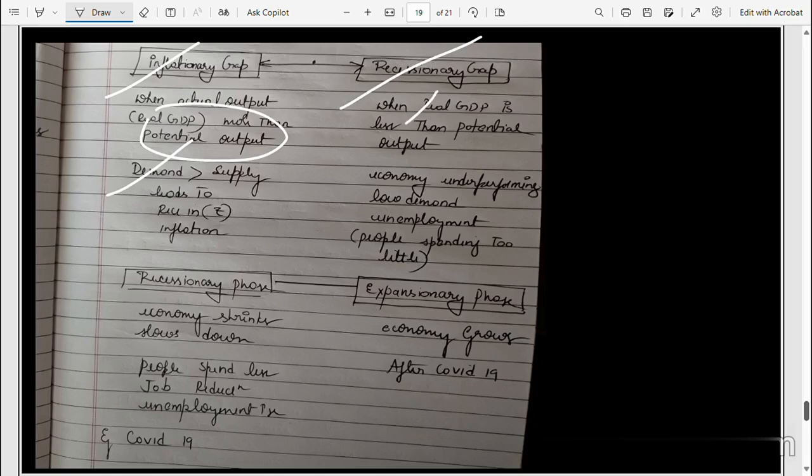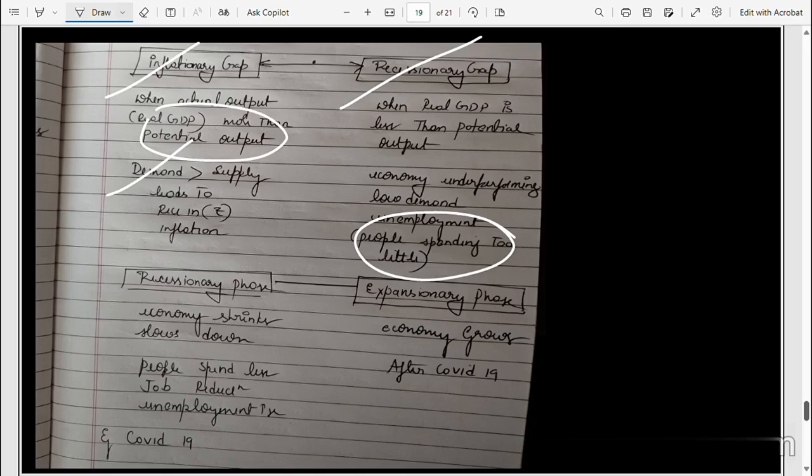Now what is a recessionary gap? In a recessionary gap, the real GDP is less than the potential output, that is, the economy is underperforming. So what happens here? People spend too little, right? There is low demand. When demand is low, supply is more. So whatever groceries are left in the shop are of no use. It is a waste of groceries, right? So again here there is an increase in unemployment.